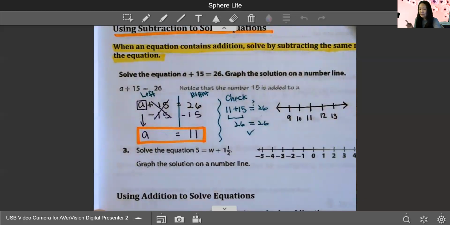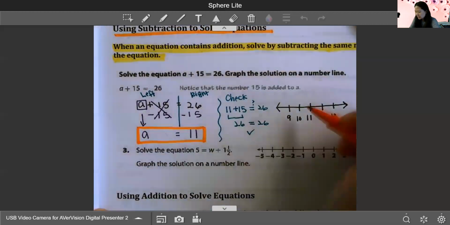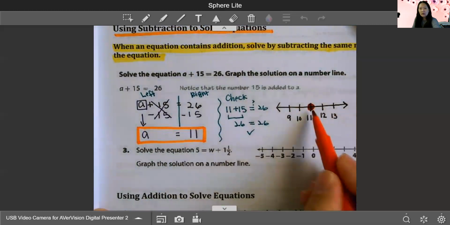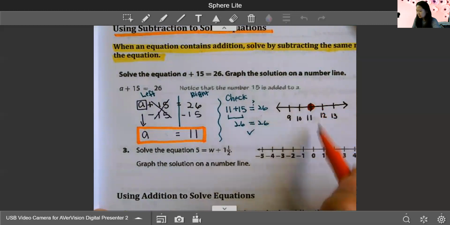Now, you're going to graph the solution. The solution is a is 11. So 11 is the solution. What you do with the solution is draw a closed circle right on the number line, not above, not below, right on the number line. And that's how you graph the solution.